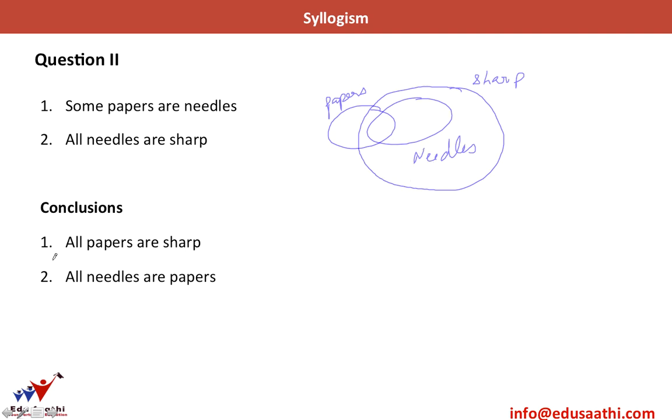Now what are the conclusions? All papers are sharp. This is incorrect because I have a few papers here which are not sharp. All needles are papers. This is again incorrect because I have a few needles here which are sharp but not paper. So again my correct answer is neither of the two follow.